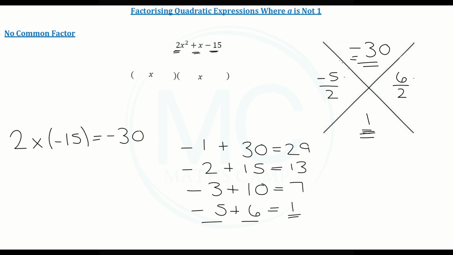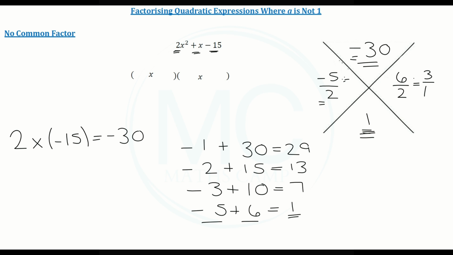Then we need to simplify these fractions. Negative 5 over 2 cannot be simplified anymore, so we can leave it as it is. 6 over 2 is actually 3. So we're going to write it as 3 over 1. Now we use these fractions to fill in the brackets. The rule is that the denominator of the fraction becomes the coefficient of the variable, which in this case is x, in the bracket, and the numerator becomes the constant.